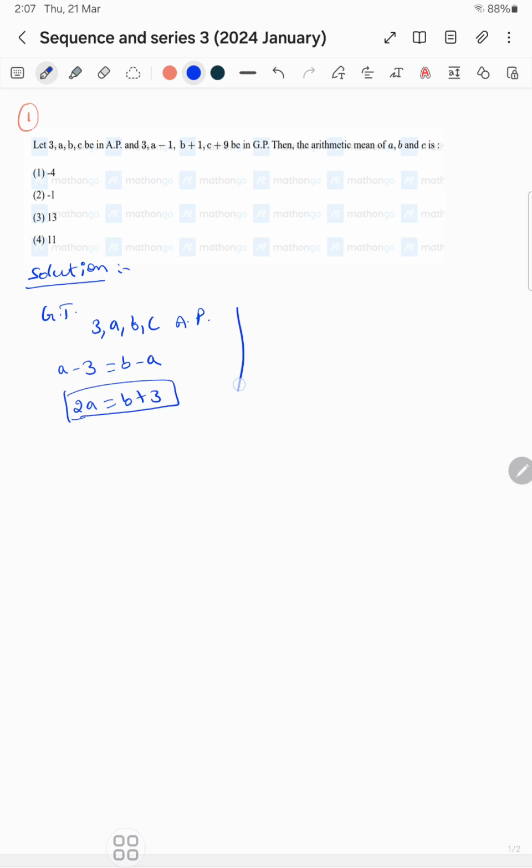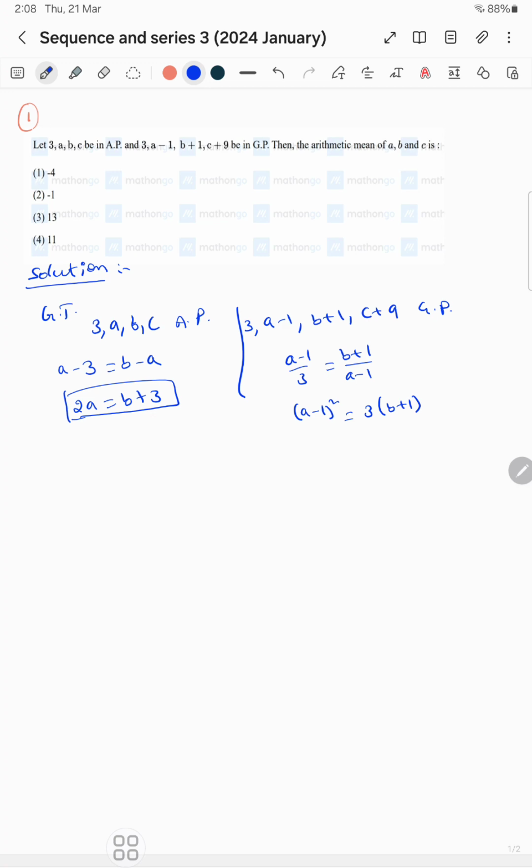Next one, 3a minus 1, b plus 1 and c plus 9 are in GP. So that means the GP condition is a2 by a1 equal to a3 by a2. So b plus 1 by 3a minus 1 is equal to c plus 9 by b plus 1. Now cross multiplication, a minus 1 whole square equal to b plus 3 into b plus 1.